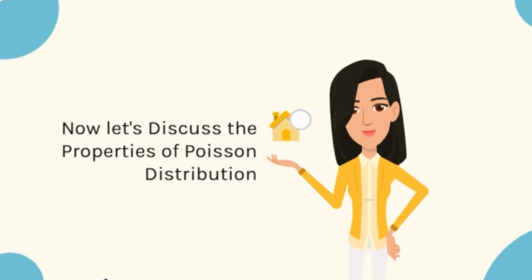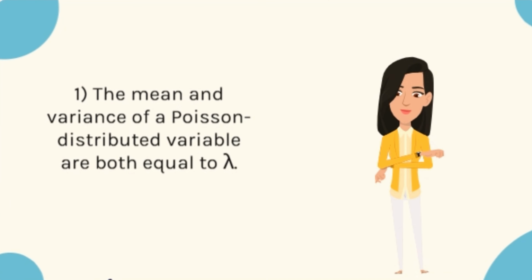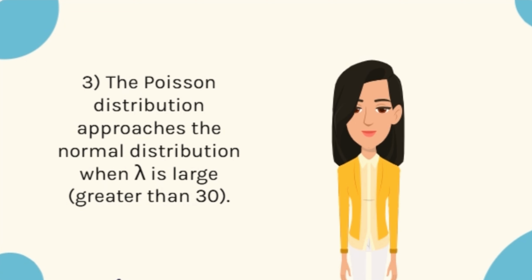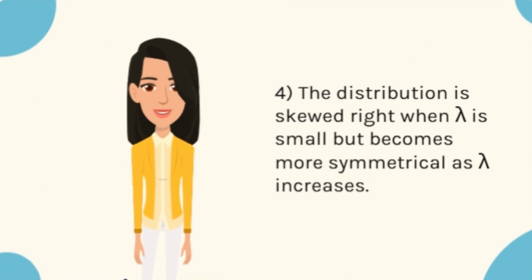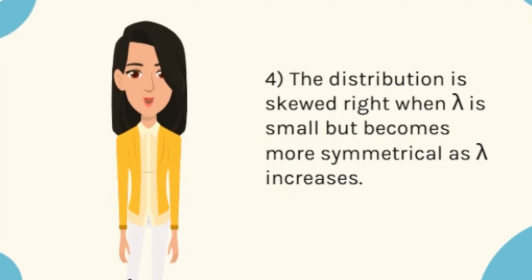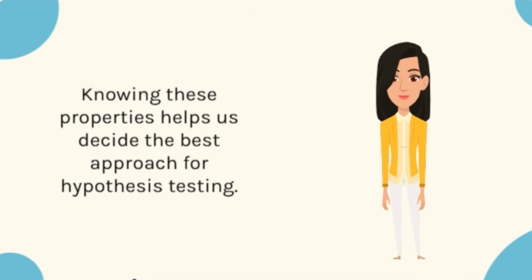Now let's discuss the properties of the Poisson distribution. The mean and variance of a Poisson distributed variable are both equal to lambda. Events occur independently, meaning one occurrence does not affect the probability of another. The Poisson distribution approaches the normal distribution when lambda is large, greater than 30. The distribution is skewed right when lambda is small, but becomes more symmetrical as lambda increases. Knowing these properties helps us decide the best approach for hypothesis testing.